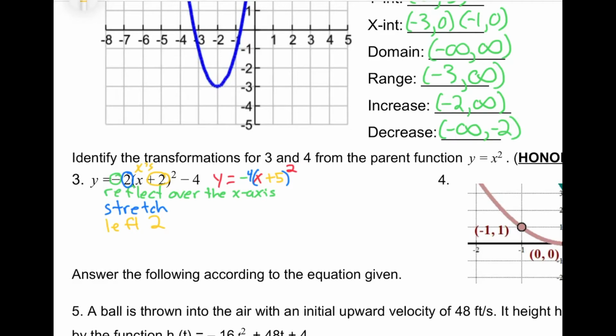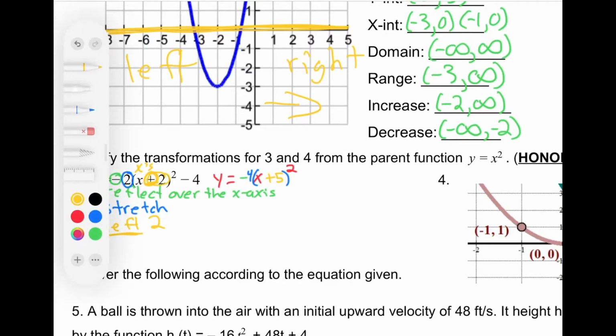So on the x-axis, looking at a coordinate plane, typically positive is on the right side, and negatives would be on the left. So according to the positive sign, we should be moving to the right. But we're actually going to do the opposite of it because it's on the inside.